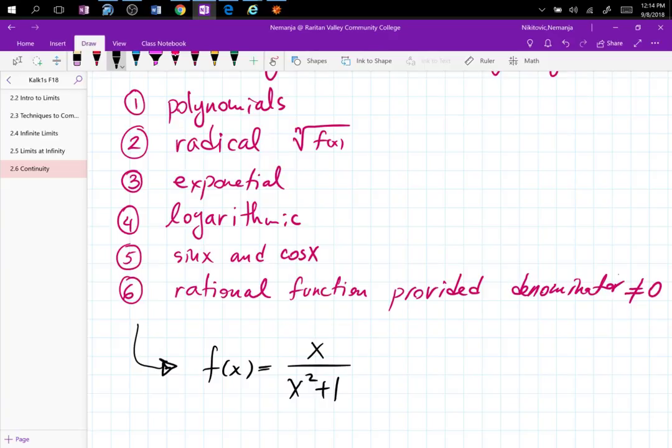1 over x is discontinuous at 0. But this function is almost 1 over x. Do you see what happens if you ignore this 1? If you ignore this 1, x and x cancel, you get 1 over x, right? You put this plus 1 in, and you create a continuous function immediately. So, all of the functions from the list are continuous on their global domain.